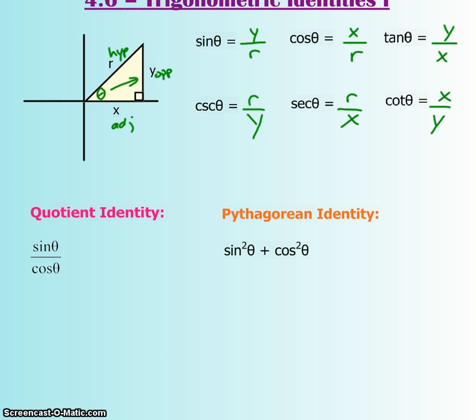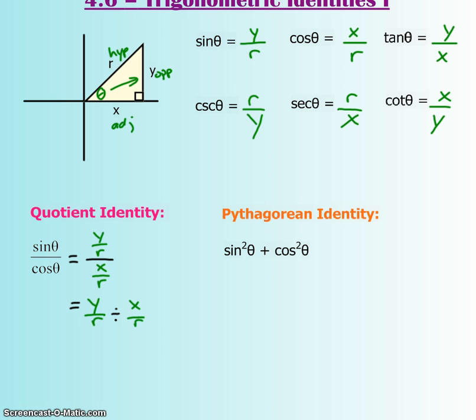The quotient identity is called that because it's a quotient. You have sine divided by cos. And since I know what sine is, I'm going to put that in right now. That's y over r. I also know what cos is. That is x over r. And now I'm just going to simplify it. So you have y over r, and it's being divided by x over r.